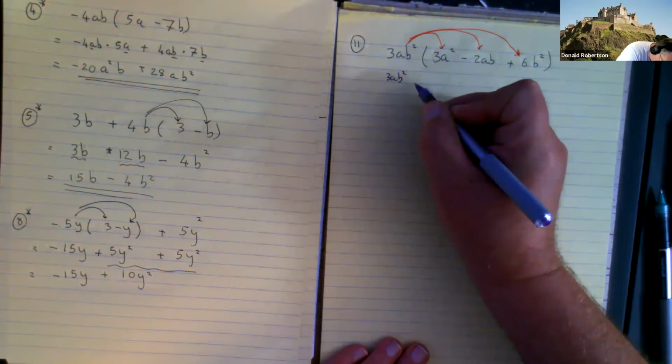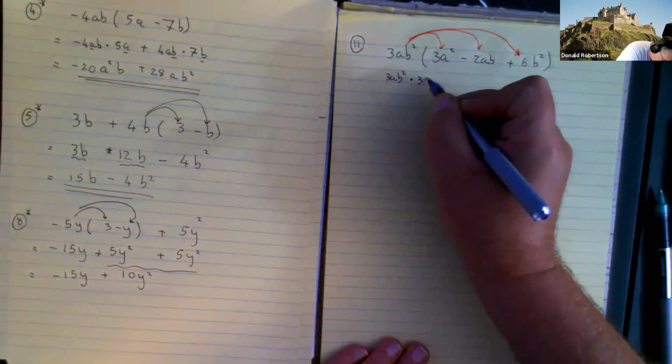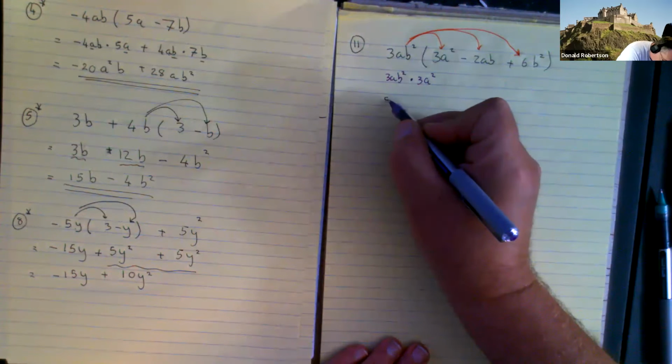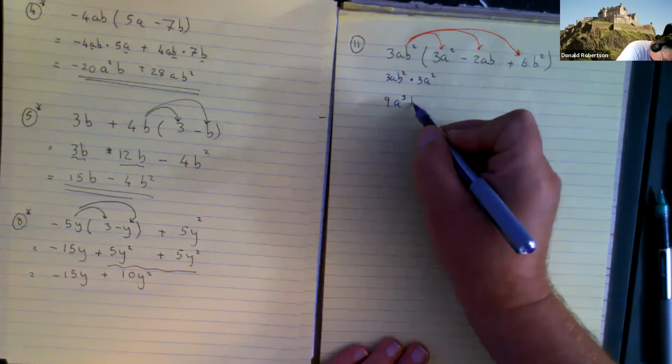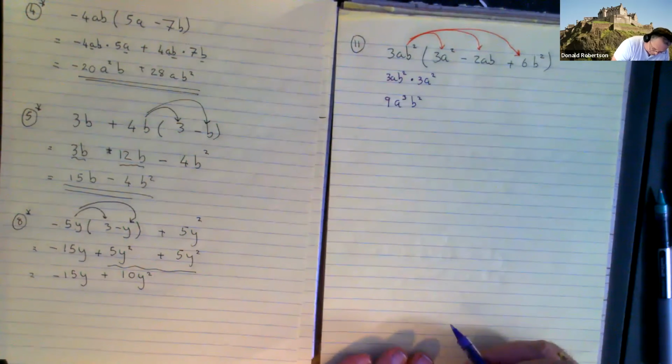So make sure you write this one down. 3ab squared times 3a squared. That's going to get me 9. The a's are going to get me a cubed, and the b squared is left. So that's the first one.